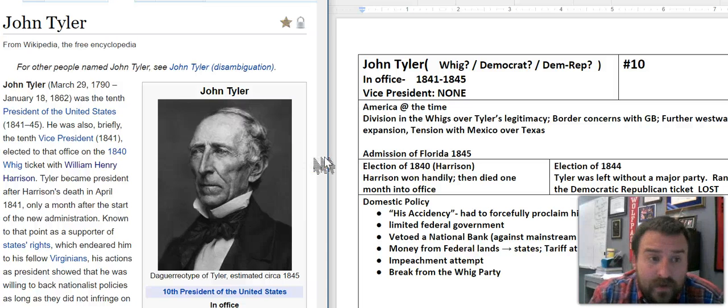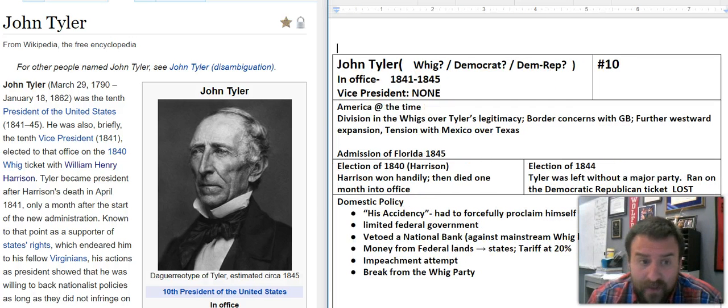All right, so John Tyler is one of those presidents that if you think that American politics is boring, that's because you've never really looked at John Tyler's presidency. All right, so let's go ahead and jump in.